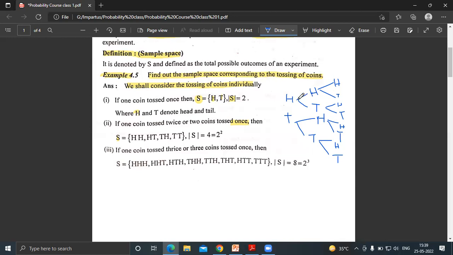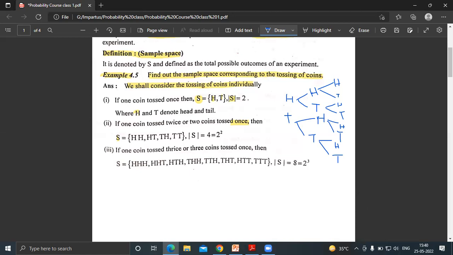So if you combine and write, how will you write? HHH, HHT, HTH, HTT, THH, THT, TTH, TTT. So all outcomes combined, we write in one set. This is called the sample space. If we count it, then the cardinality of S is 8, that is 2 to the power 3.